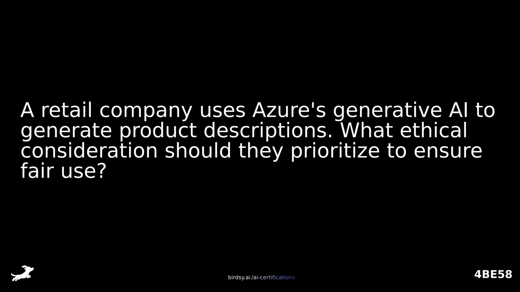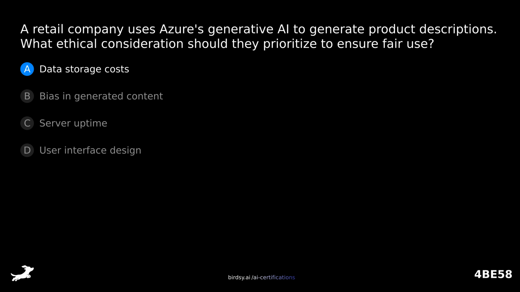A retail company uses Azure's generative AI to generate product descriptions. What ethical consideration should they prioritize to ensure fair use? Is it A, data storage costs, B, bias in generated content, C, server uptime, or D, user interface design? The answer is B, bias in generated content.